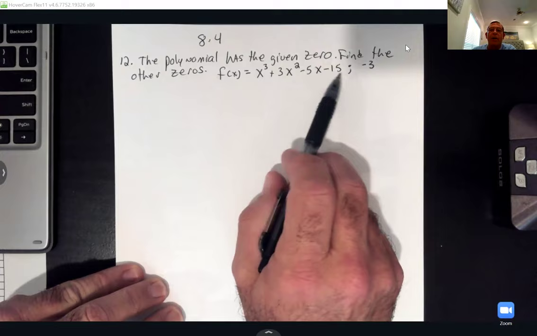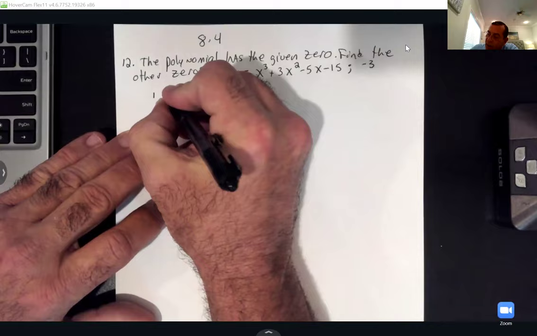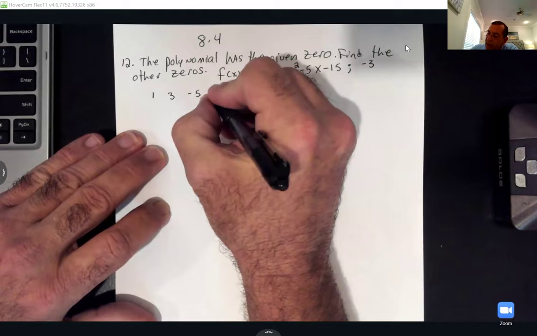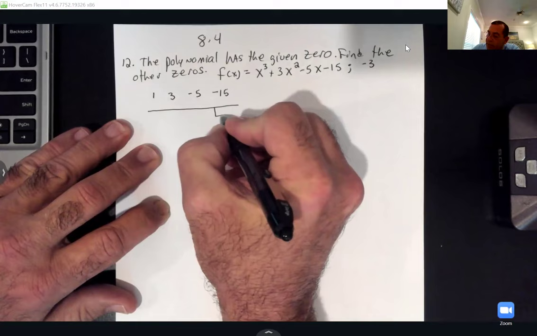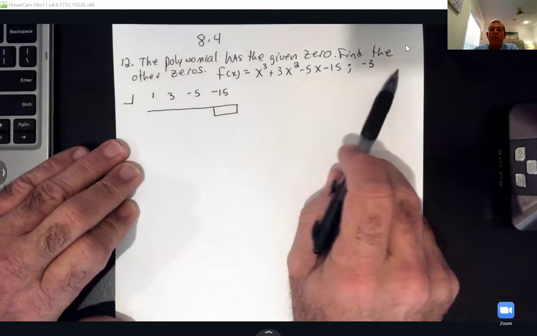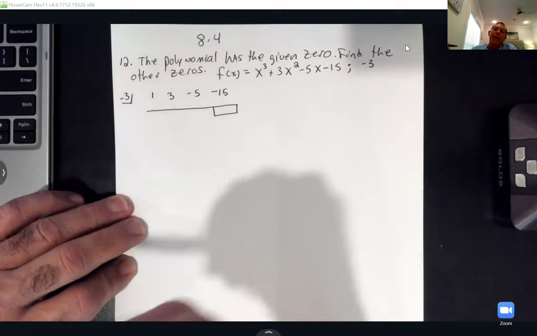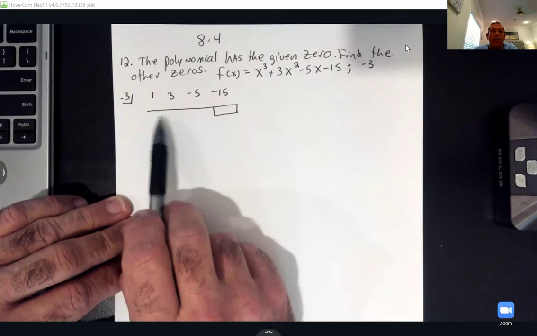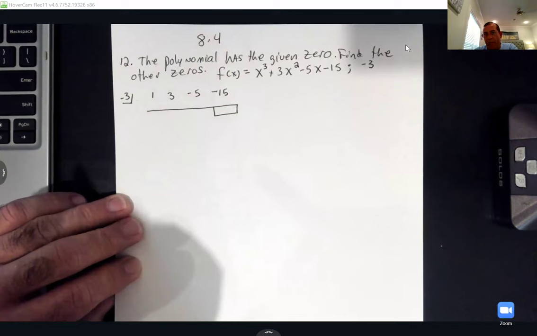So I'm going to write out my coefficients 1, 3, negative 5, and negative 15. All right, draw my box. So the first number they gave me as a zero was negative 3, so I'm going to put negative 3 in for my c. Now, here's the thing. Since they told me negative 3 was a zero, we got to get a zero remainder on this. Now, these three numbers that we get for our quotient, that's going to be A, B, C when we do the quadratic formula to get the other two zeros, okay? But we got to divide this zero out to get that quotient.